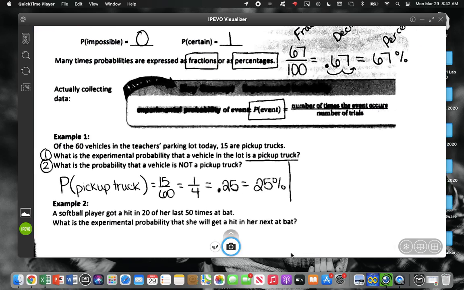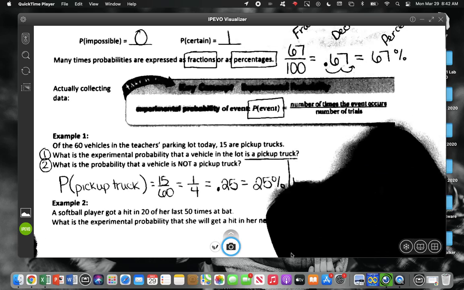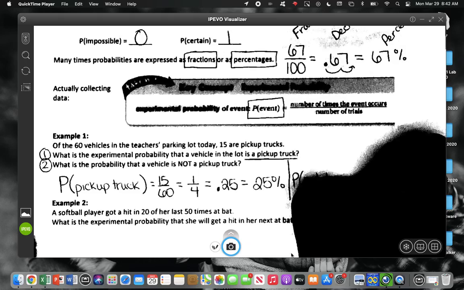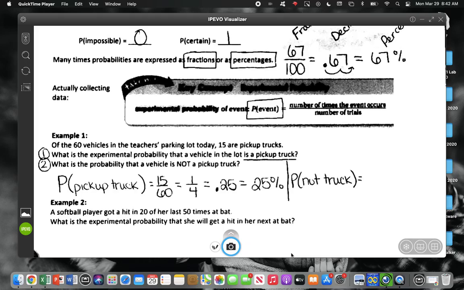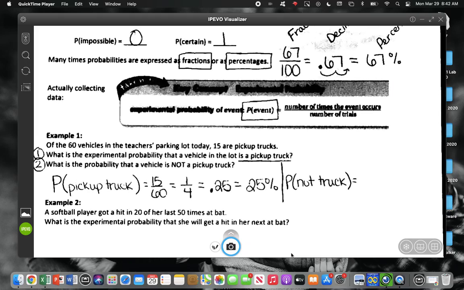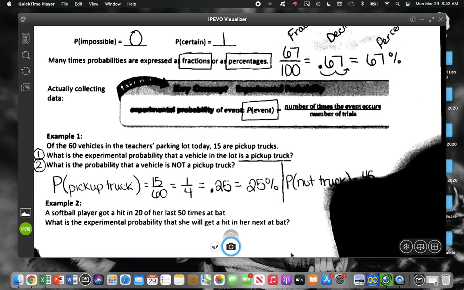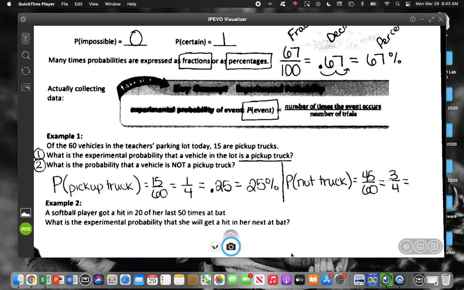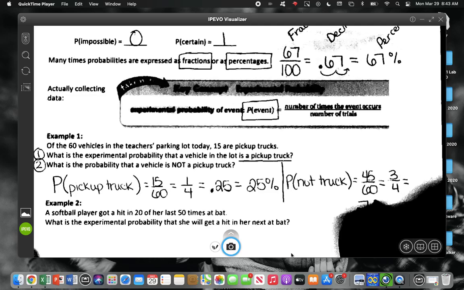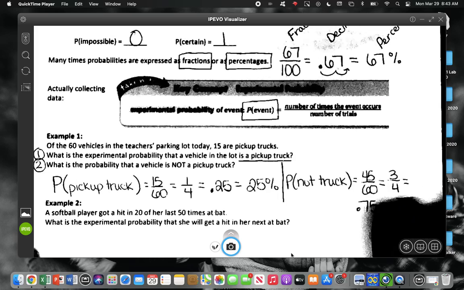All right, and so if it is a pickup truck, it's 15. So the probability that it's not a truck would be... and how did you get 45? 60 minus 15. So if there's 15 pickup trucks, that means there's 45 vehicles. Subtract the total minus 15. 45 out of 60, or 3/4. What's the decimal for that? 0.75. And the percent? 75%.